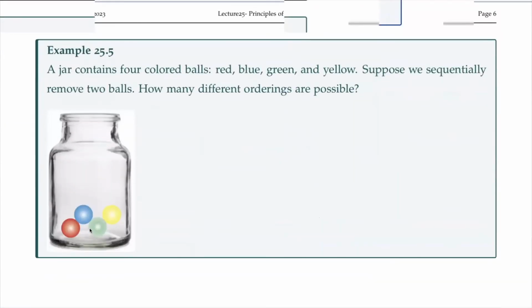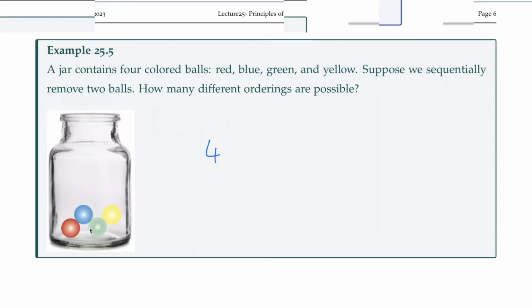Now let's think about, rather than taking all 4 of those balls out, and there are 24 possible combinations, what happens if I just take out 2 balls? Again, not replacing any of those balls into this jar. In this case, the first thing I draw, there are going to be 4 options for it.